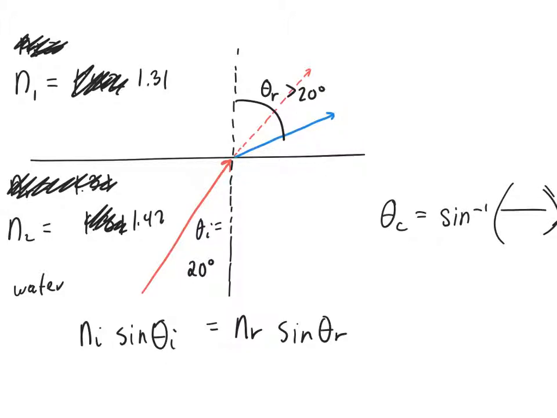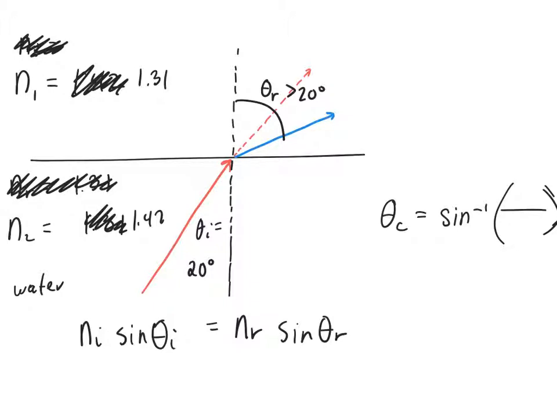Now, let's think about this logically. We're going from a value here of 1.42 to a value here. And I told you already that the smaller number is always going to be on the top of this, right? Remember I mentioned this? Always. So this is NR, isn't it? The second medium. This is NI. So NI is bigger. NI is always in the bottom. NR is always in the top. It's on your formula sheet.